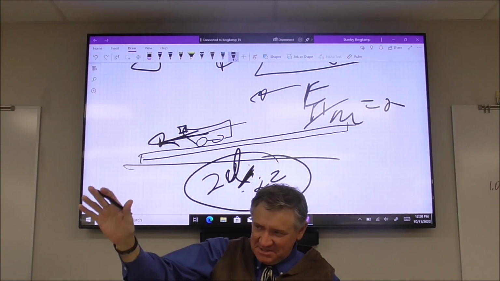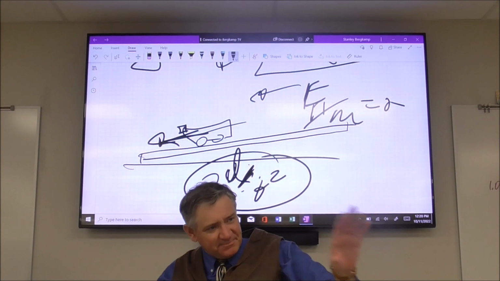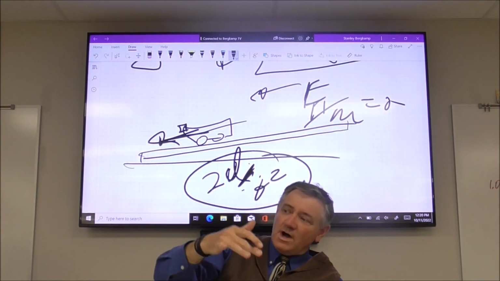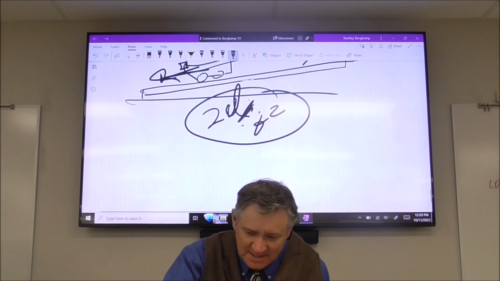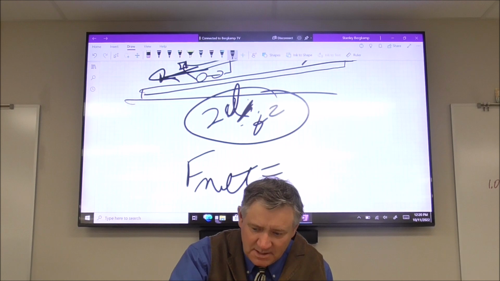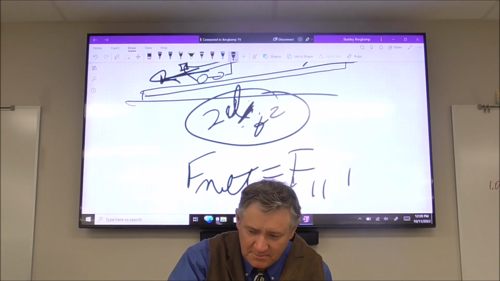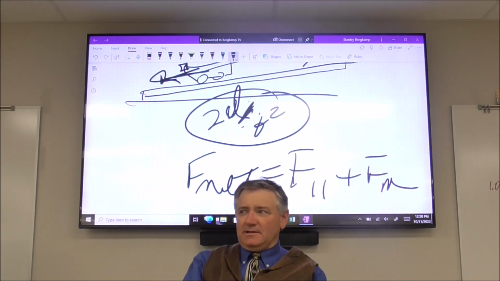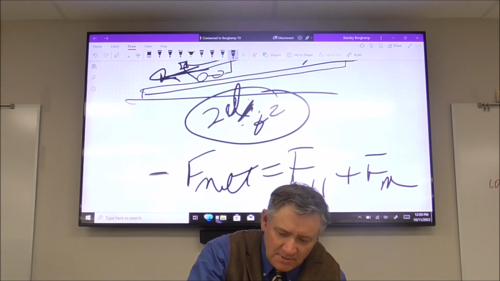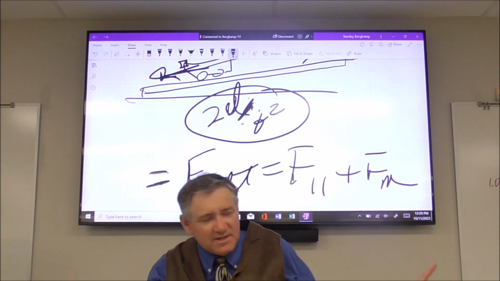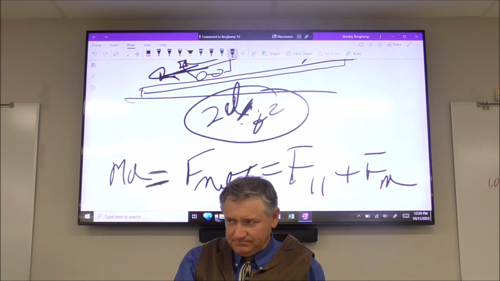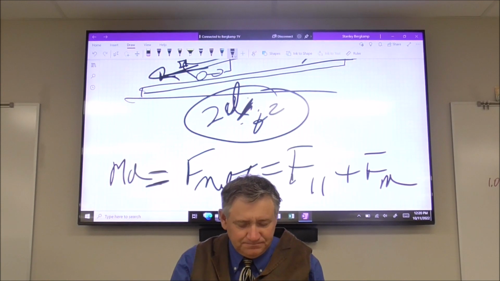So here's what you're going to do. You know your force parallel, that's acting down the inclined plane. You figured out what the net force is. So here's the basic idea: net force is going to equal your force parallel plus the force from the magnet mafia. Now, remember, it is only your net force that equals mass times acceleration. Now, think this through.